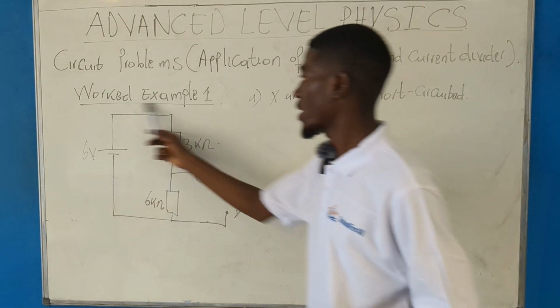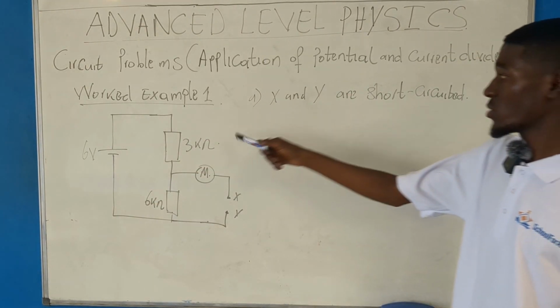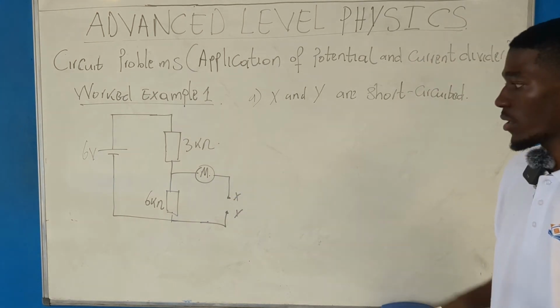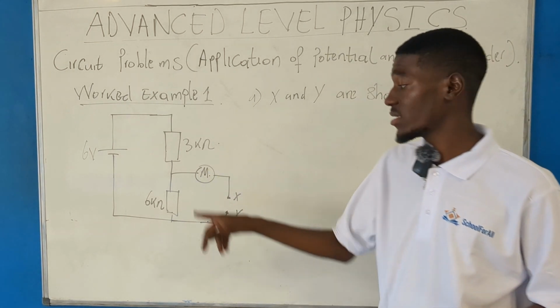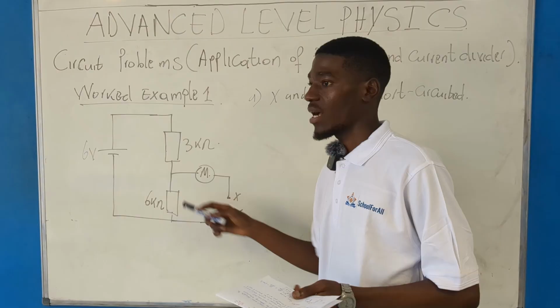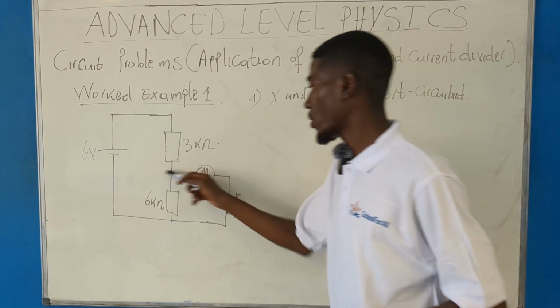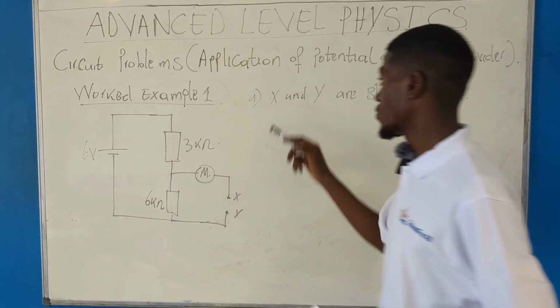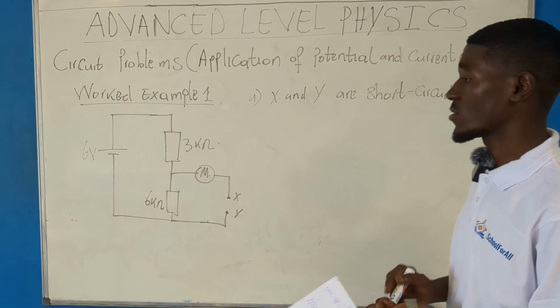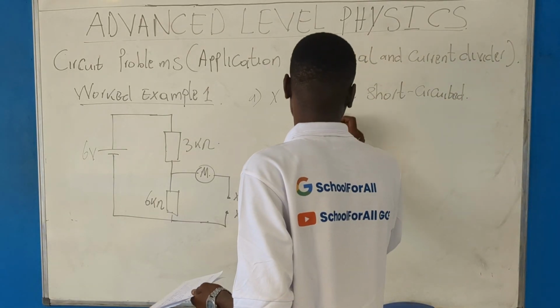Now, this is our circuit diagram, and you want to calculate the reading of the meter. We all know that if a meter is connected in series, therefore, that should be an ammeter. So, it's measuring the current flowing through this branch. So, X and Y are short-circuited. Solution.